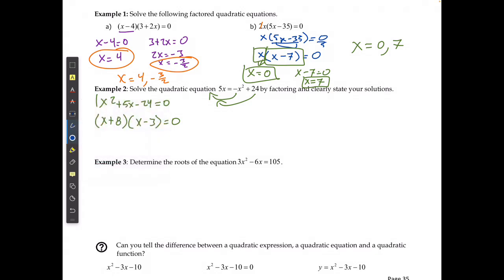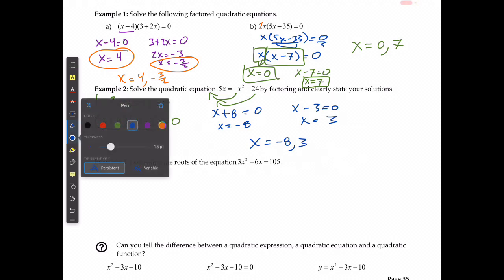Then I'm going to state, well, if x plus 8 equals 0, then x would equal negative 8. There's one factor dealt with. Deal with the other factor. If x minus 3 equals 0, then x is going to equal positive 3, which means that my solutions are when x is equal to negative 8 or positive 3.